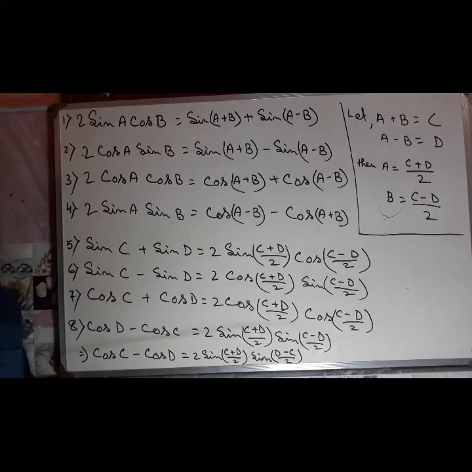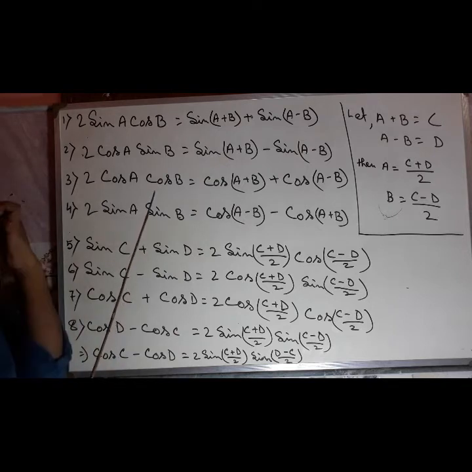So, 4 formulas we learned: 2 sin A cos B is sin(A+B) plus sin(A-B); 2 cos A sin B is sin(A+B) minus sin(A-B); 2 cos A cos B is cos(A+B) plus cos(A-B); and 2 sin A sin B is cos(A-B) minus cos(A+B). These formulas are very important. My experience says that students mostly go wrong in these particular formulas.